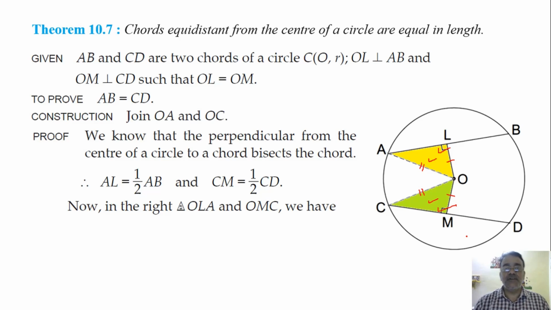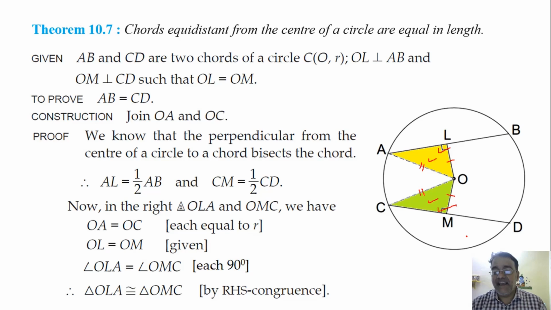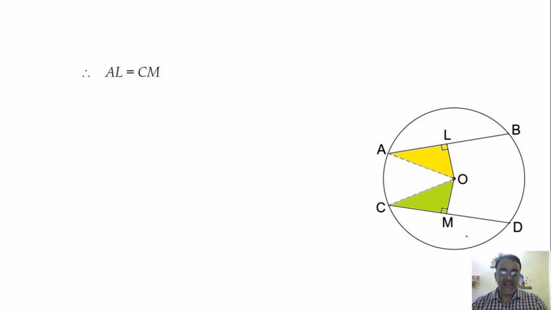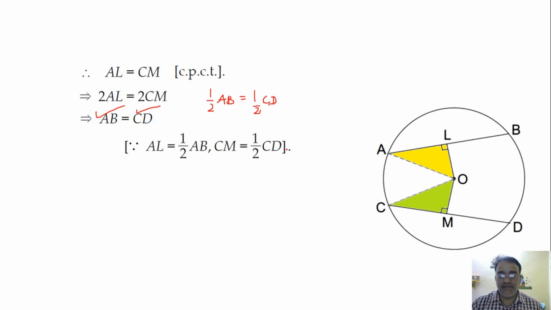So these two triangles are congruent by which criteria? RHS congruence rule. Very good. So this will imply AL is equal to CM by CPCT. Right. अब AL half of AB था और CM half of CD था, तो 2 times AL will be equal to AB and 2 times CM will be equal to CD. इसको हम लोग ऐसा भी लिख सकते थे, half of AB is equal to half of CD. उसके बाद half of कैंसिल करके AB is equal to CD भी लिख सकते हैं. Okay, so this is the proof of this theorem.